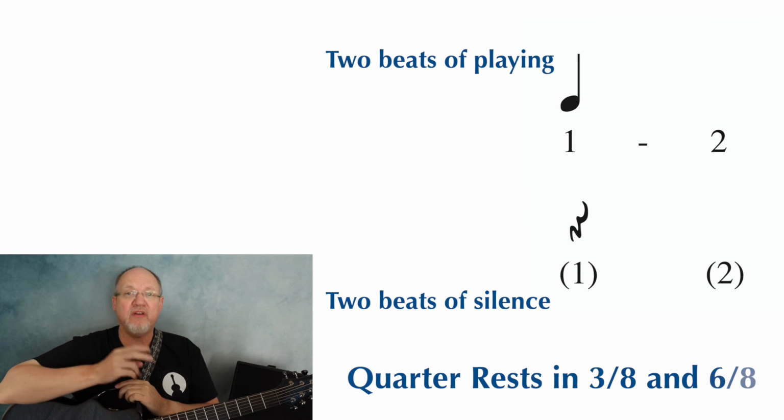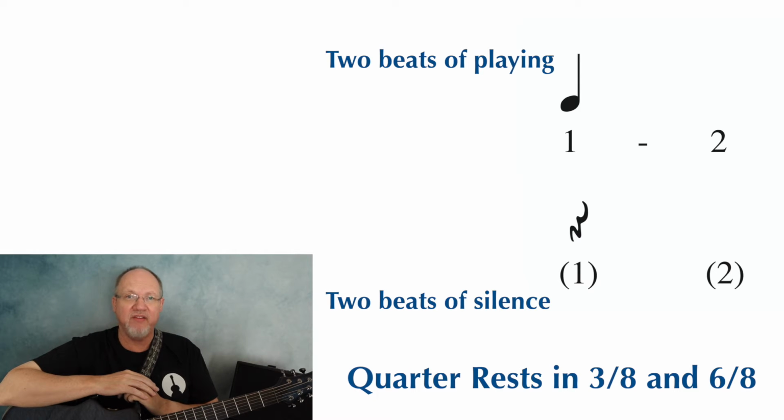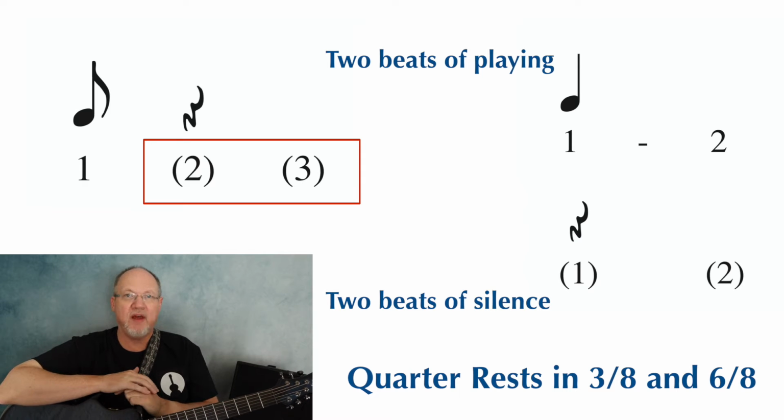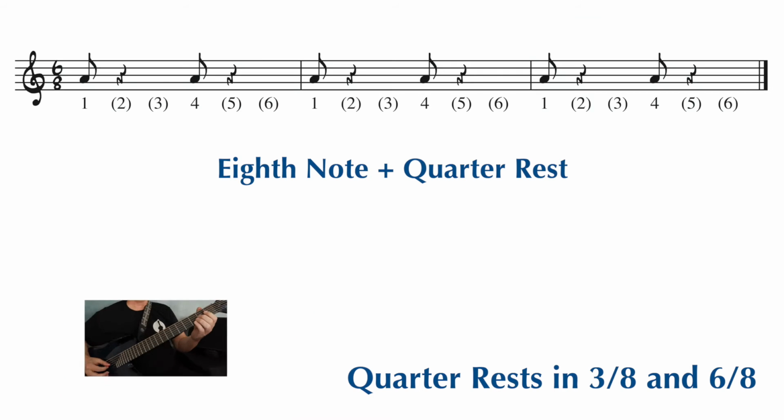And if a quarter note is 2 beats of playing, a quarter rest is 2 beats of silence. I'm going to write out 2 beats per quarter rest with each beat in parentheses. And these are some common 8th note and quarter rest combinations.